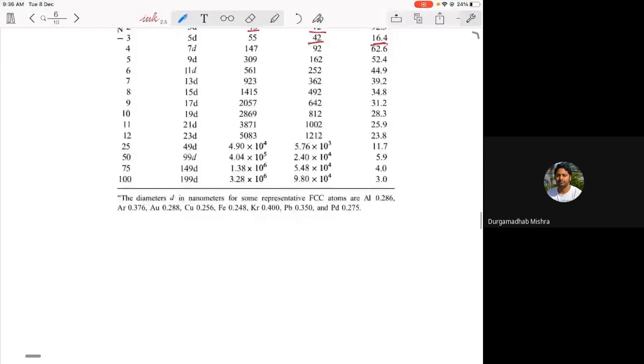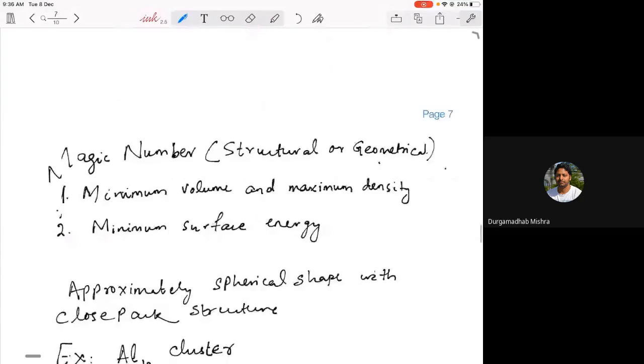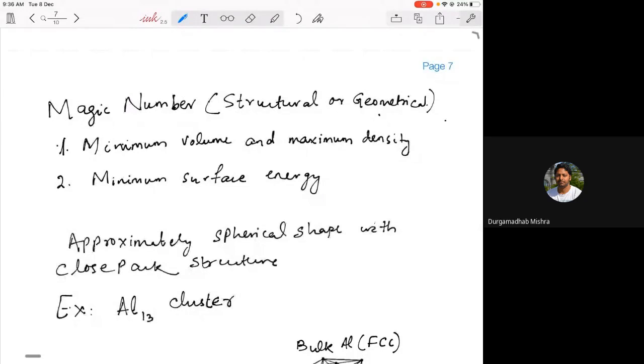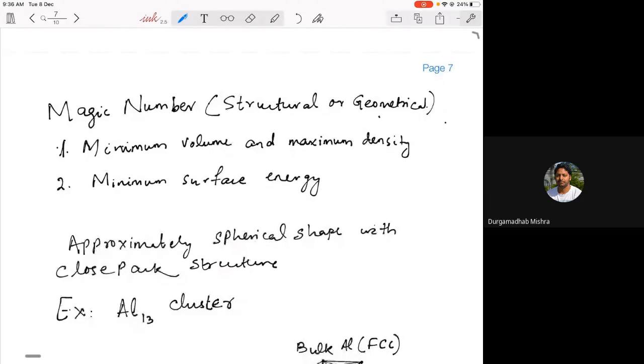So to get these magic numbers, structural or geometrical magic numbers, what you need to do is minimize the volume and maximize the density. Okay, and then you get these structural magic numbers so that you get a minimum surface energy. So that is why you get these structural numbers, the number of atoms which create a cluster. That kind of geometry leads to a maximum density and minimum surface energy.